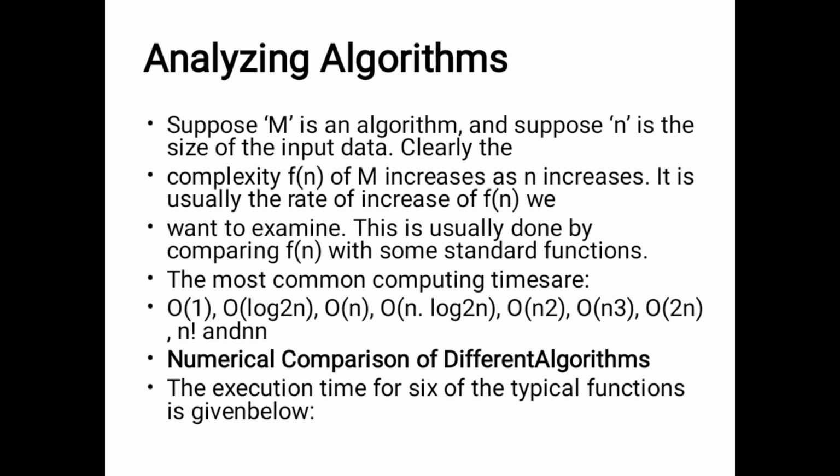Next one is quadratic, n square, and n cube. Quadratic means the statement will be executed by the compiler n into n times. So that is n square times. And n cube: here for cubic functions, the statement will be executed by the compiler n into n into n times. Such kind is called cubic functions.